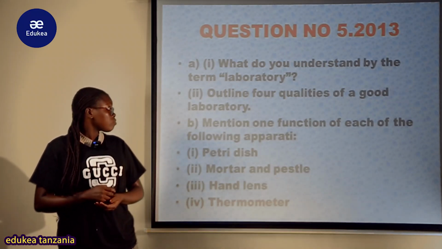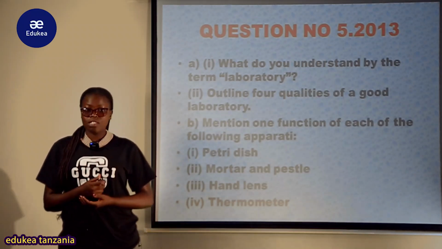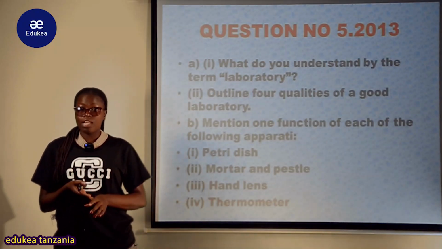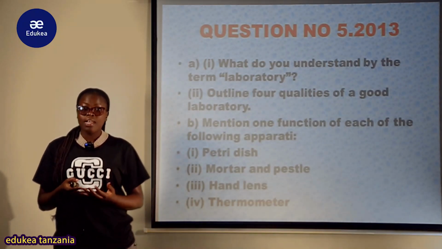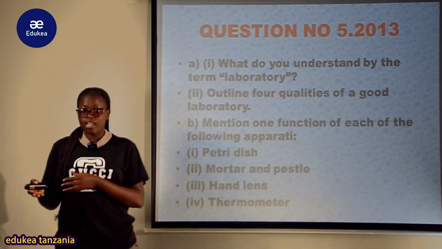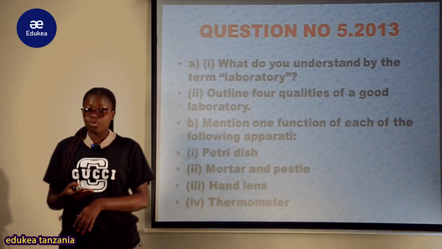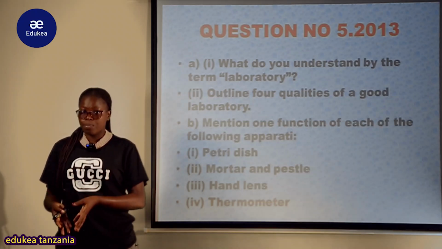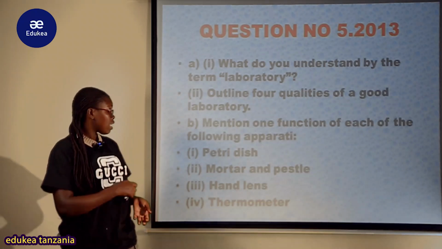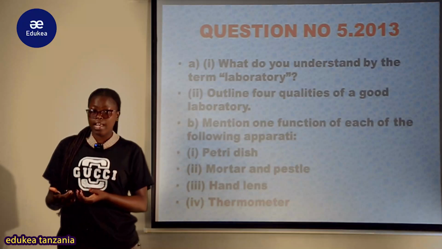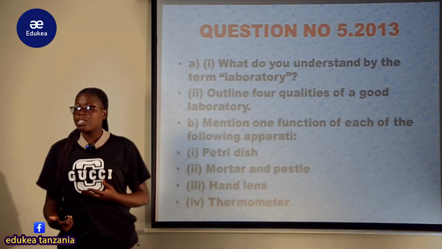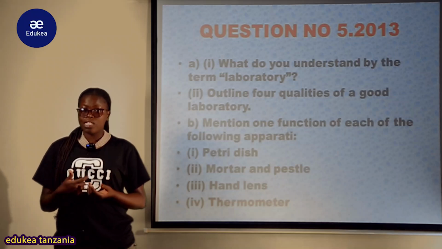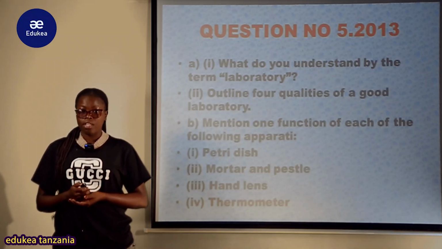Now, starting with the Roman A, which is laboratory. My lovely Form 2 students, I know that you are familiar with the laboratory. Tunazungumzia maabara. This is a special room which has been designed for conducting scientific experiments. Because the question has not been classified to give the definition of the biological laboratory, the chemistry laboratory, physics laboratory. All scientific experiments are performed within the laboratory.